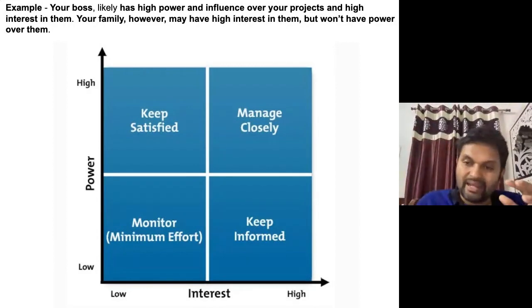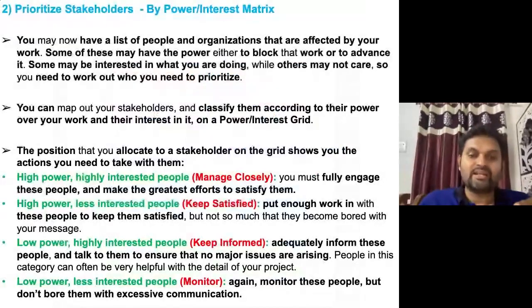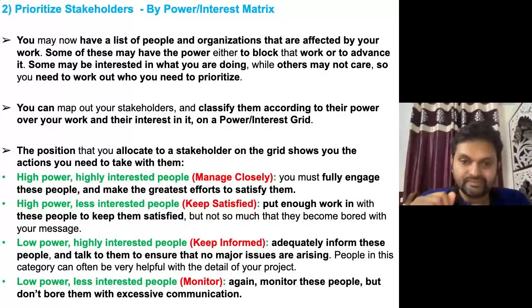I will give one more example. Take the case of your parents. Your parents have a lot of interest in your project, but do they have high power? They have very low power. So it is high interest, low power. Keep them informed. Let me take the example of your boss. Your boss has high interest in your project and power is also very high. Manage them closely. Getting the point? On the basis of this, we are going to arrange this particular part.